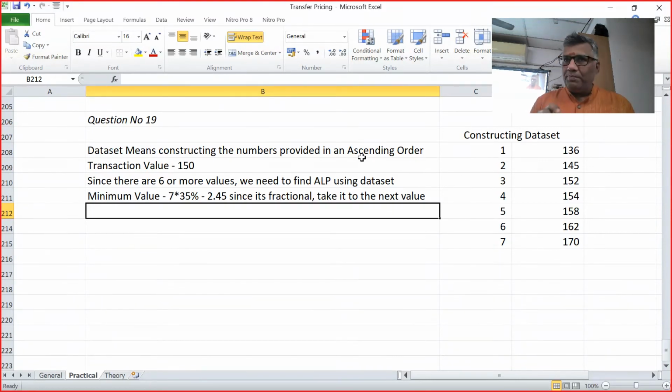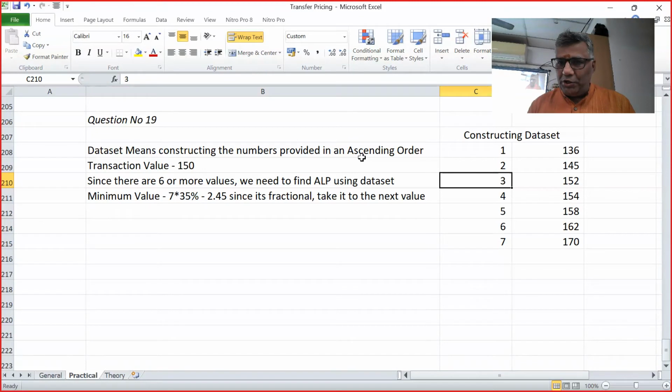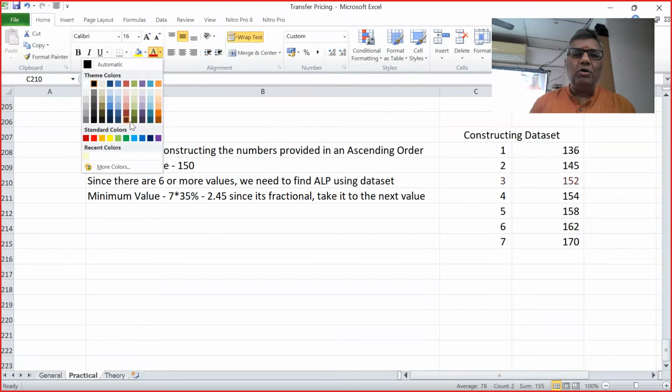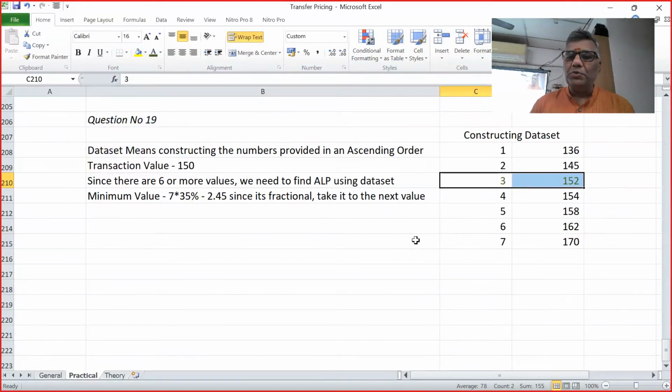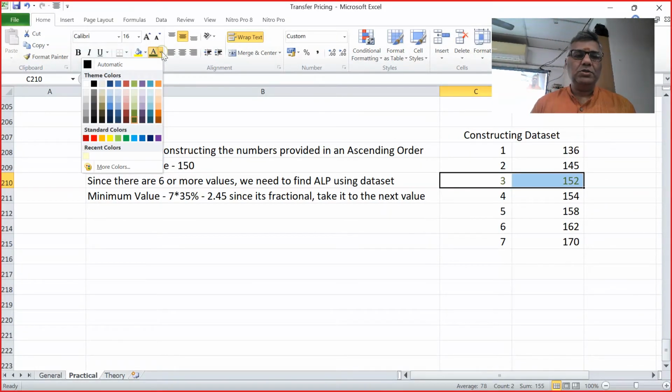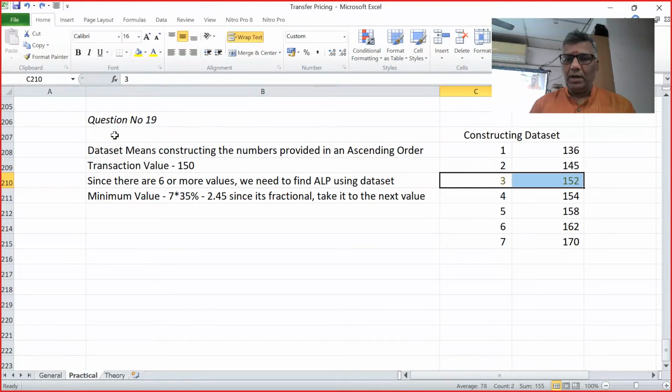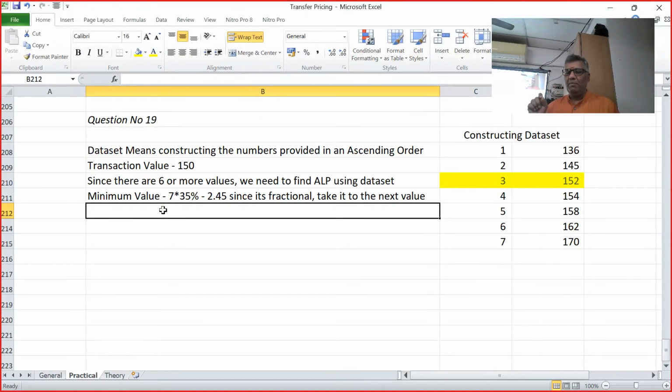So since it is fractional, I will take this value, third value. I can use some other brighter color. No, sorry, I will highlight it, that is better. Okay, minimum value is 152.